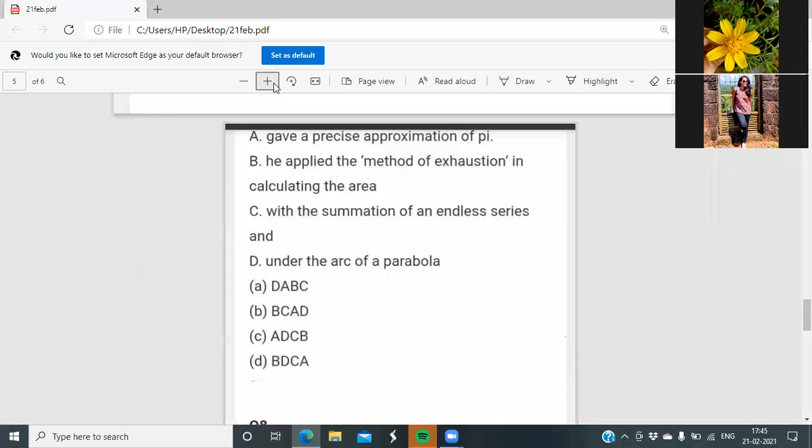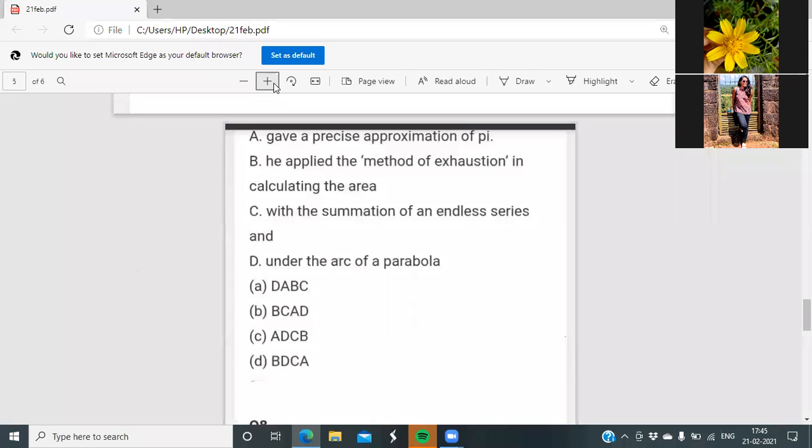Now it's D. Before that it was B, and I see someone has answered as A. Okay, let's go with B. So it states BCAD. He applied the method of exhaustion in calculating the area. The first point is correct. Then with the summation of an endless series and gave a precise approximation of pi under the arc of a parabola. See, now here options B and D are very confusing.